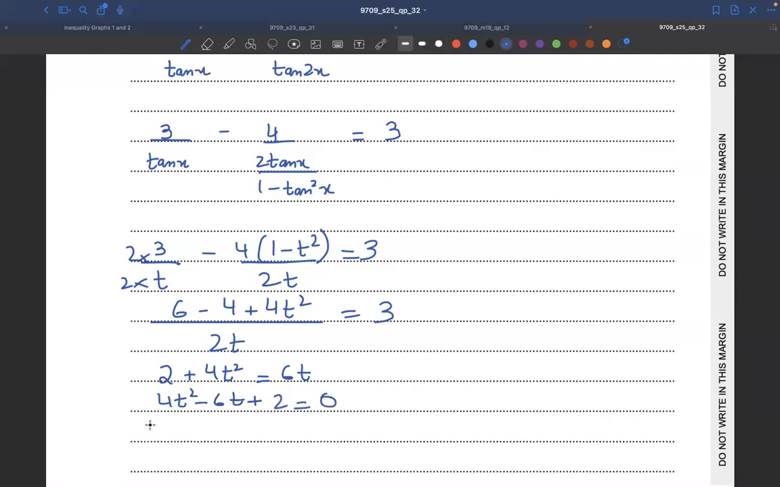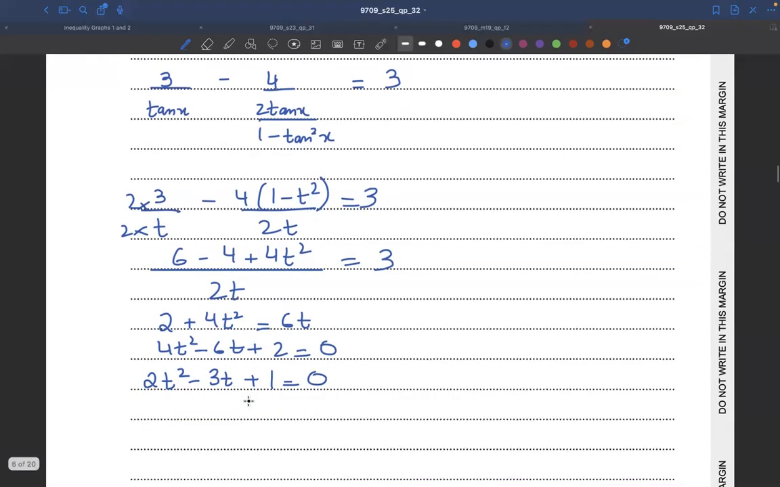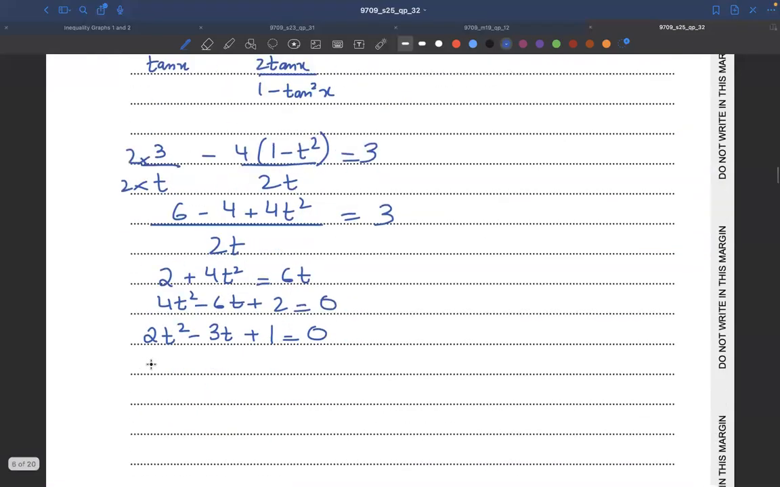We can divide the equation by 2 to simplify and write it as 2 tan squared x minus 3 tan x plus 1 equals 0. Now, solving this equation as a quadratic, we can apply middle term breaking maybe in this case. So let's see if we can do it. 2 tan squared x minus 2 tan x minus tan x plus 1 will be equal to 0. So yes, we can use middle term breaking.